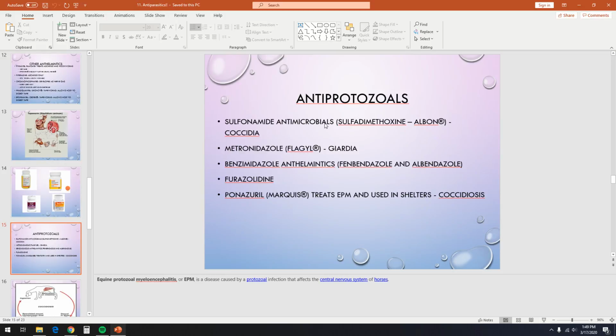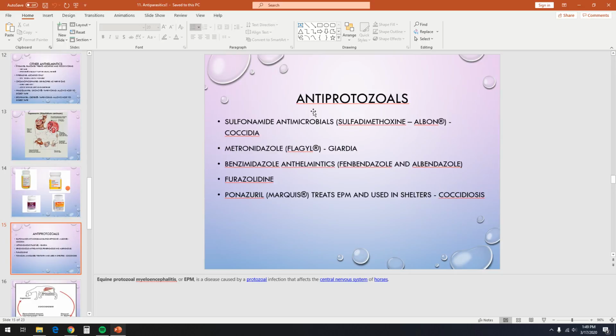All right, so antiprotozoals. These are going to be our single-celled organisms. Some of these should look a little familiar from before, probably in our other PowerPoints. Sulfonamide antimicrobials, sulfadimethoxine, which is Albon. That's going to kill the coccidia, okay? And then there's metronidazole, also known as Flagyl. These don't make any sense. They have no correlation at all, remembrance-wise whatsoever. That's going to kill Giardia.